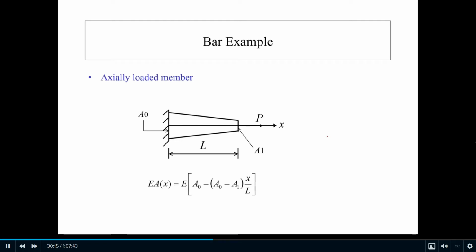Suppose we have this simple problem. You have an axially loaded member, a bar subject to axial force P. The bar has length L, and this is not a uniform cross-section bar, because the cross-section varies according to this equation. I can say that it's linearly varying. So it has a larger cross-section here, and then it reduces to this section.